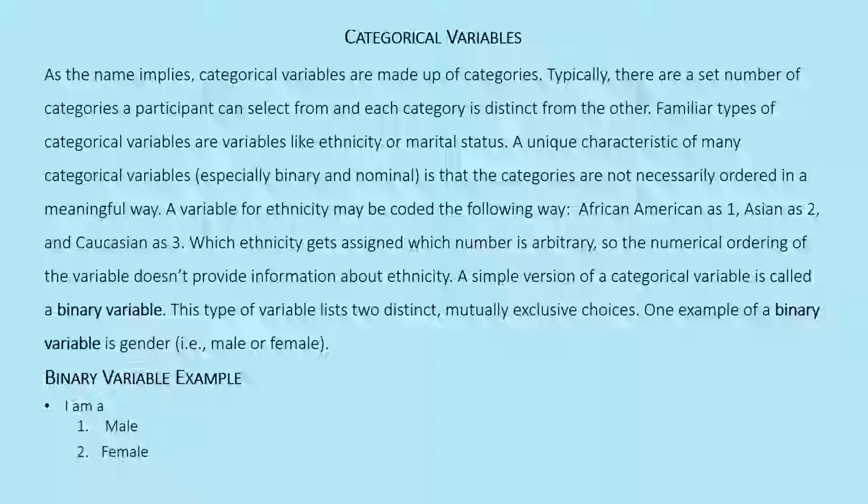An African American would be 1, an Asian 2, Caucasian 3. How we assign these numbers is kind of arbitrary, so they cannot be numerically ordered or put in an ordering system whatsoever. They just are categorized and given a numerical representation. There are two types of variables that we list as distinctive, and they're mutually exclusive of each other. And that makes them what we call binary variables, such as male or female.